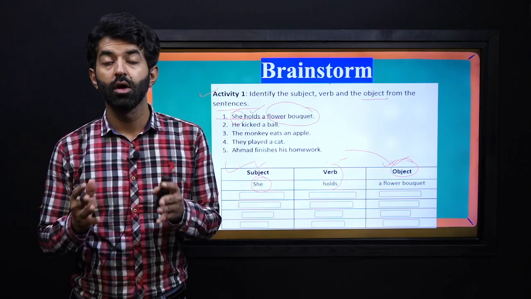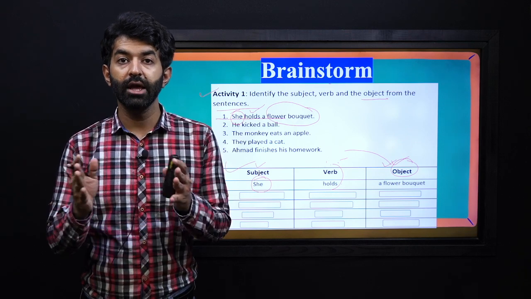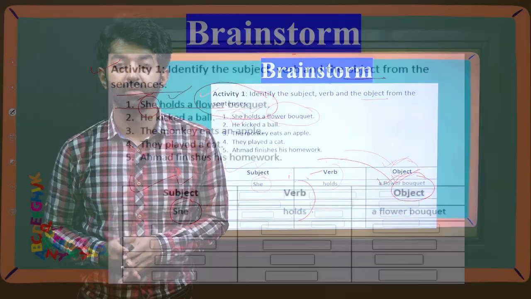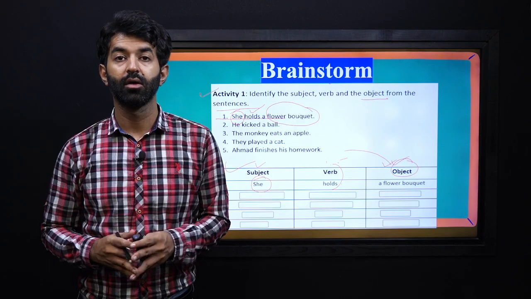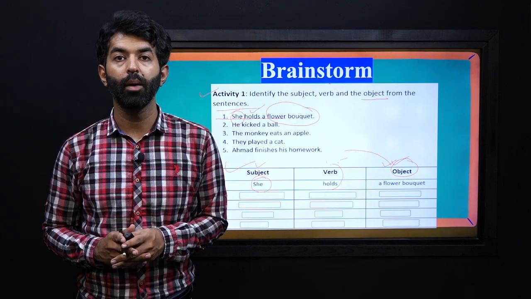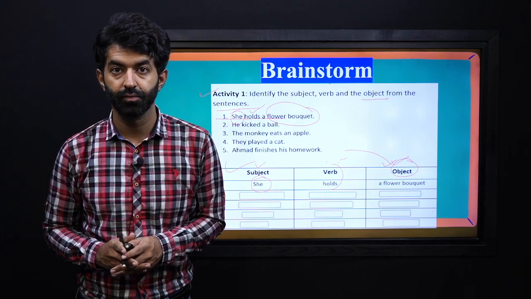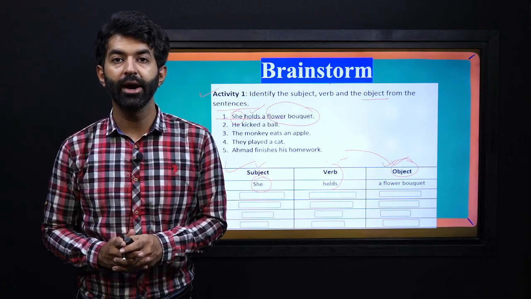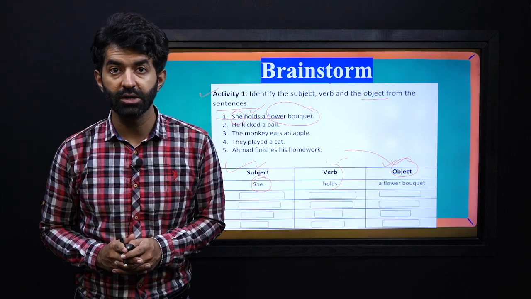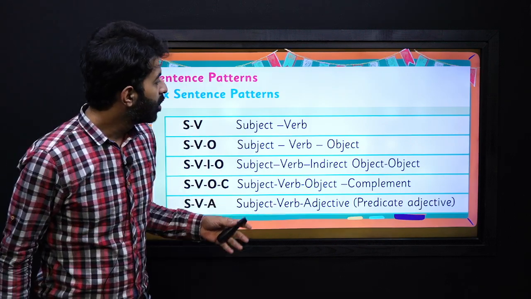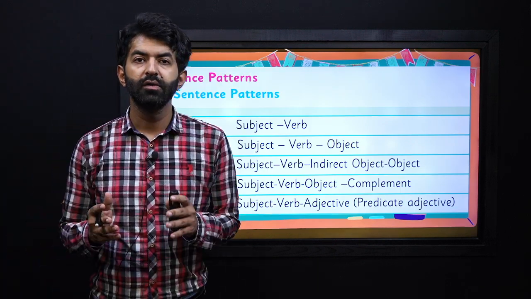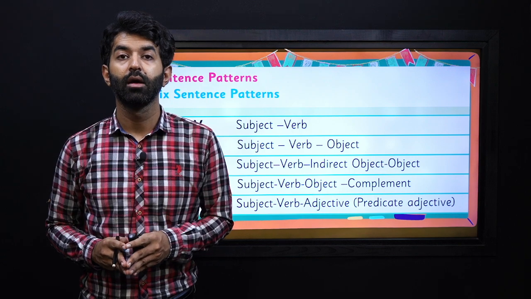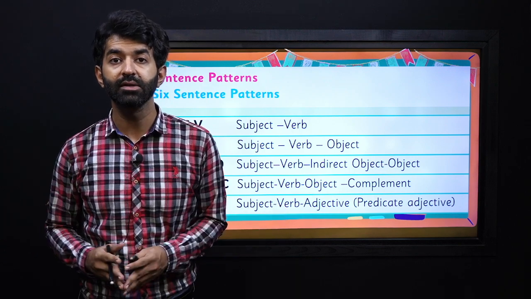Now, students, what you're supposed to do is take a minute and solve the remaining sentences. Find out the subject, the verb, and the object in these sentences. All right, I hope that you have done it and you have enjoyed this brainstorming session. Now, let's talk about these different patterns. According to them, we can make or construct different sentences.